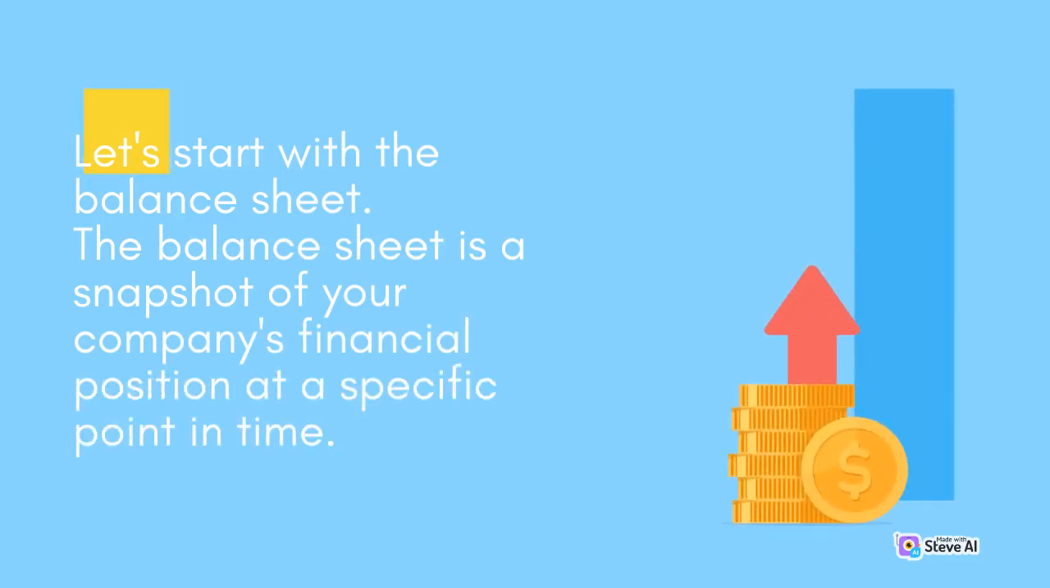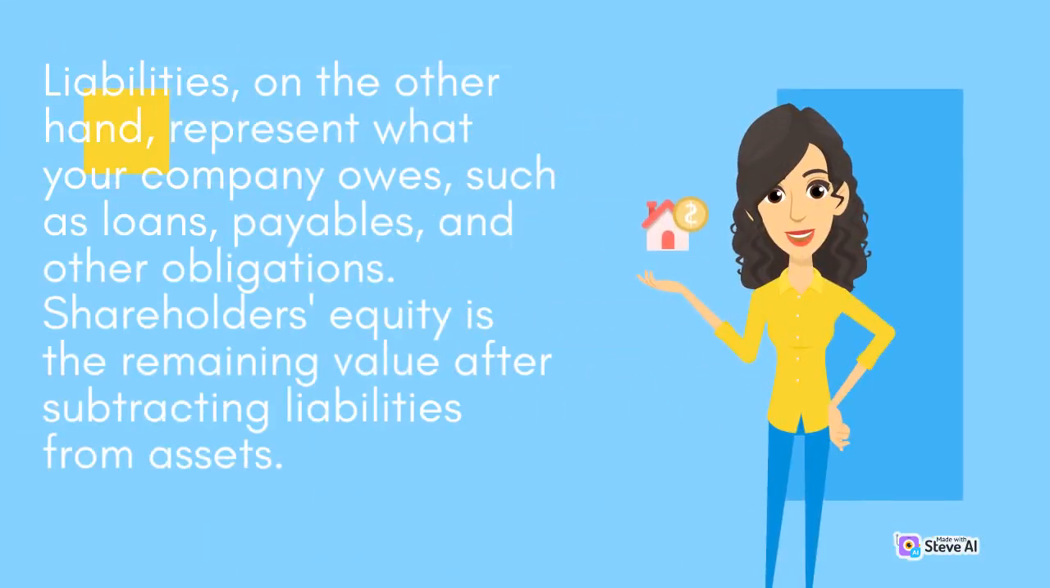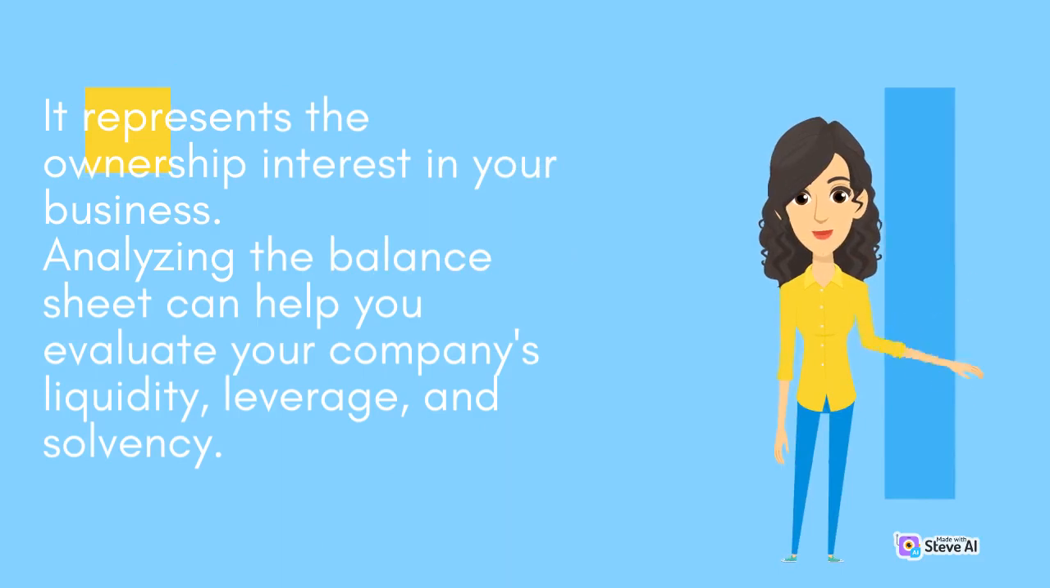The balance sheet is a snapshot of your company's financial position at a specific point in time. It includes three key components: assets, liabilities, and shareholders' equity. Assets represent what your company owns, such as cash, inventory, and property. Liabilities, on the other hand, represent what your company owes, such as loans, payables, and other obligations. Shareholders' equity is the remaining value after subtracting liabilities from assets. It represents the ownership interest in your business.